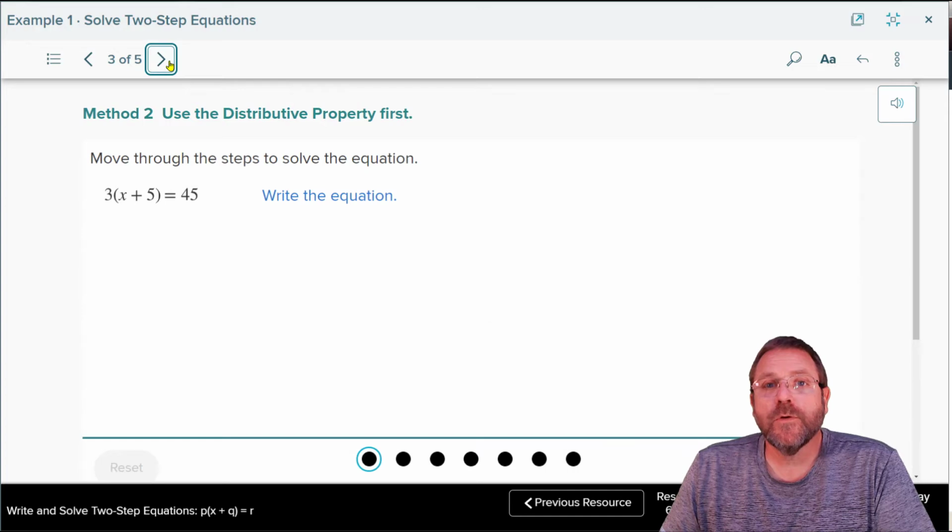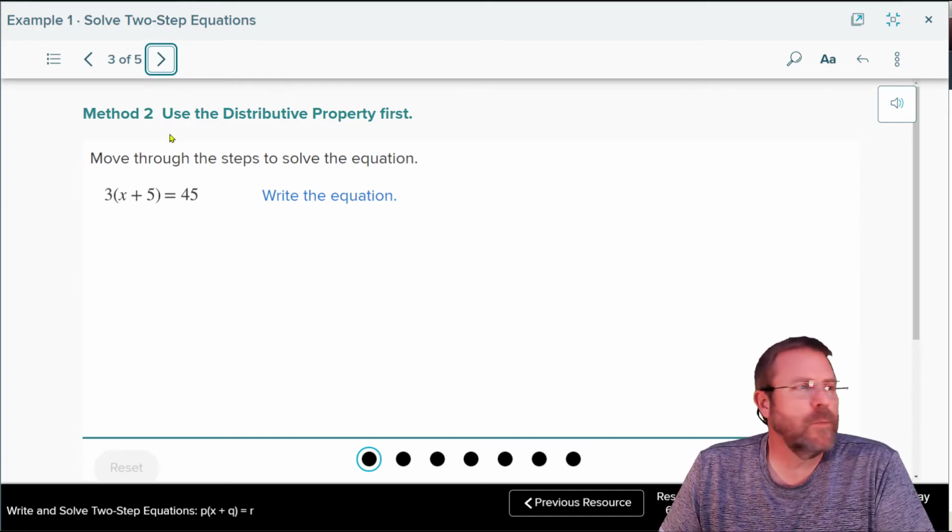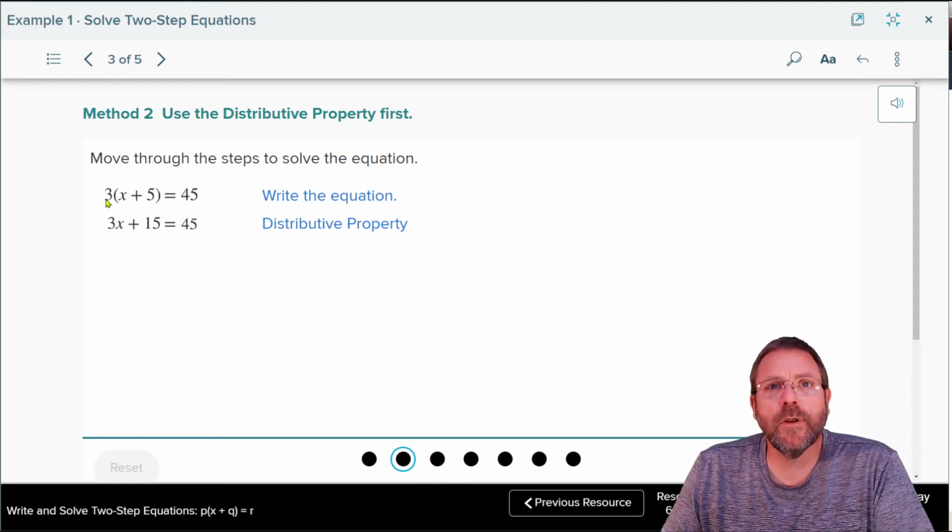Now using method 2, it's going to be the same exact problem, only now we're going to use a distributive property. They started off the same way, writing the equation. After they wrote the equation, they distributed this 3 through the grouping symbols. 3 times x is 3x. 3 times 5 is 15.